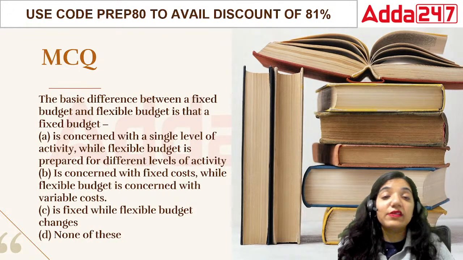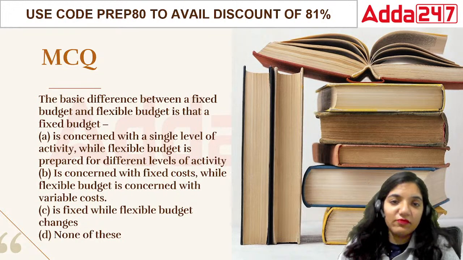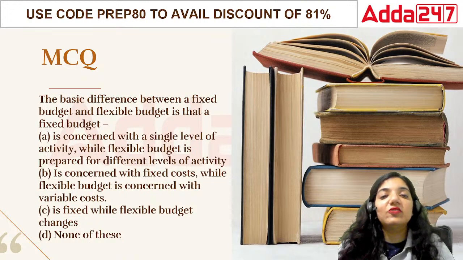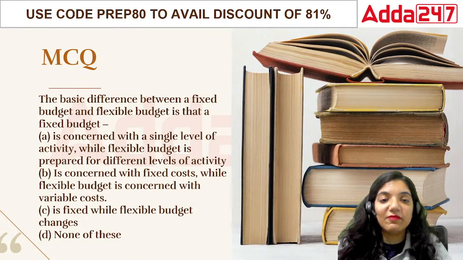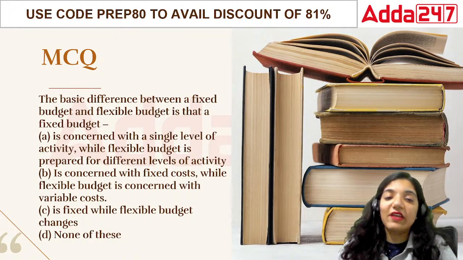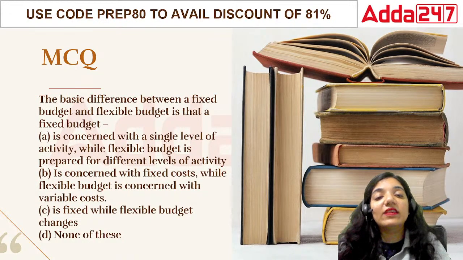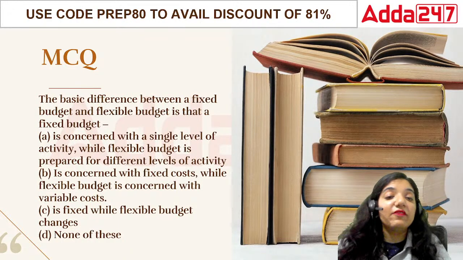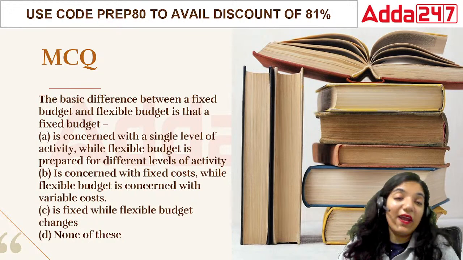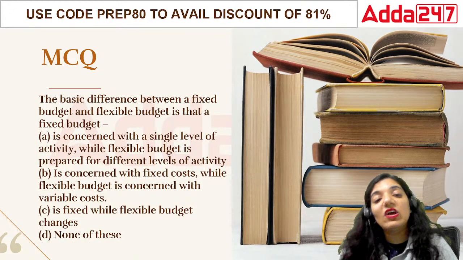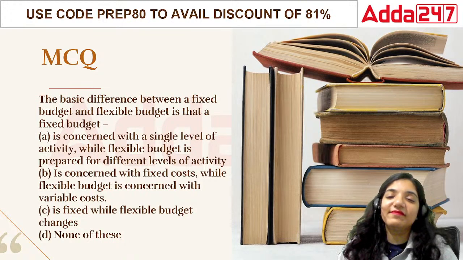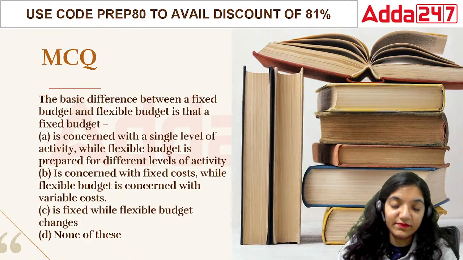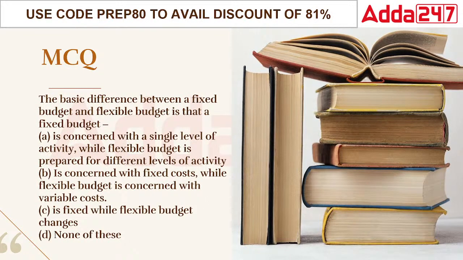Next question. The basic difference between a fixed budget and a flexible budget is that a fixed budget is concerned with a single level of activity, while a flexible budget is prepared for different levels of activity; or a fixed budget is concerned with the fixed cost, while the flexible budget is concerned with variable cost; or the fixed budget is fixed while the flexible budget changes; or none of the above. Tell me, what can be the answer, everyone?